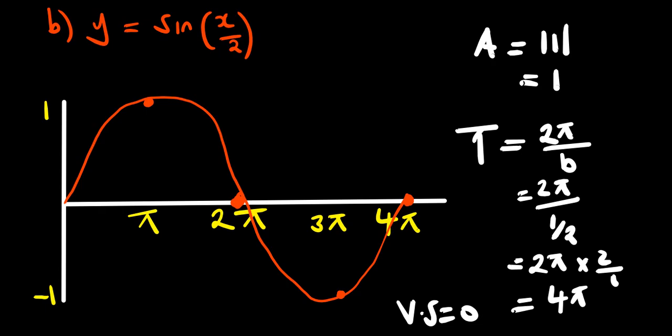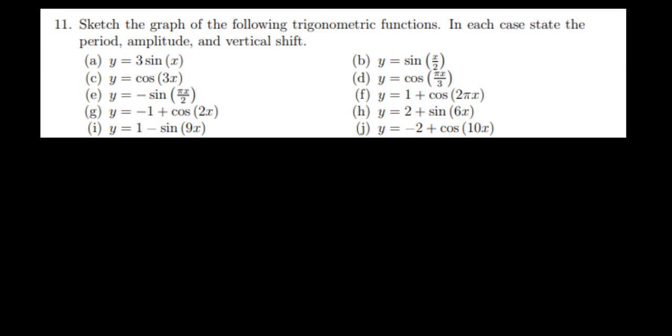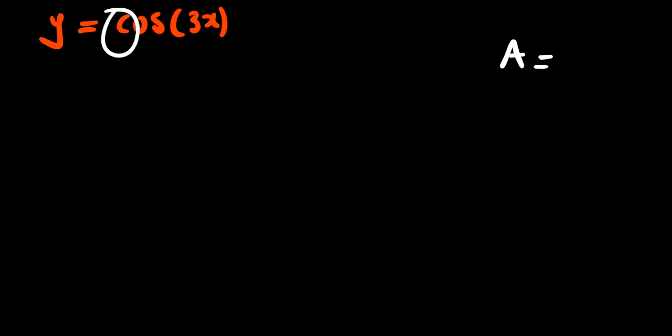Let's solve another one. So c is saying y is equals to cos 3x. Okay, so we've got y is equals to cos 3x. So we are going to also find again the amplitude. Okay, let's find the amplitude. What is the amplitude in this case? The coefficient of the function. You look at the coefficient in front of the cos, it's just 1, right? So we're going to find the absolute value of 1, which will just be a 1.